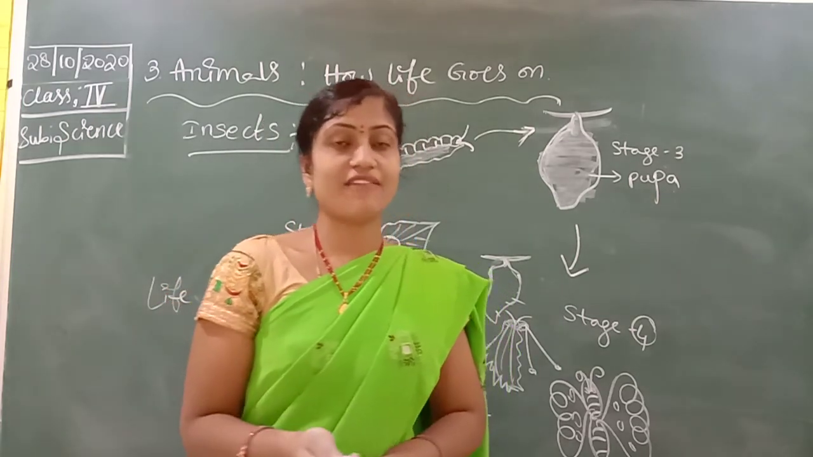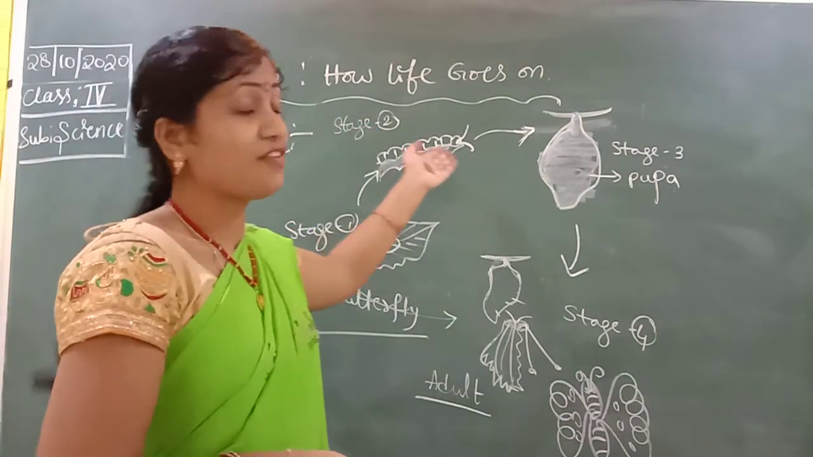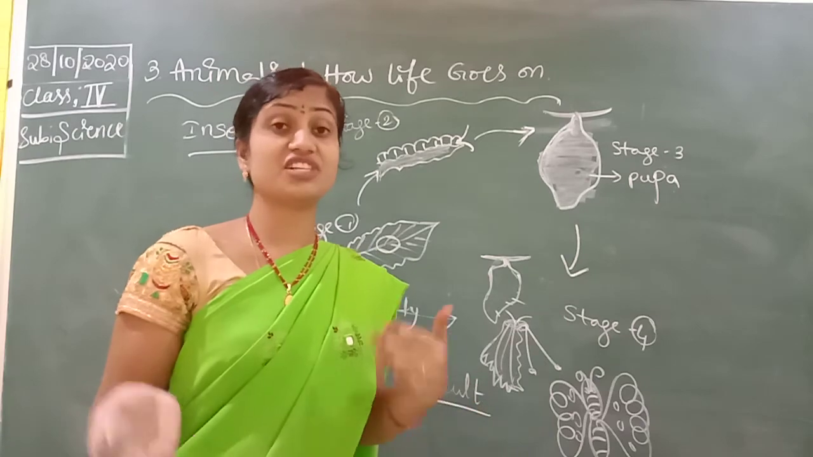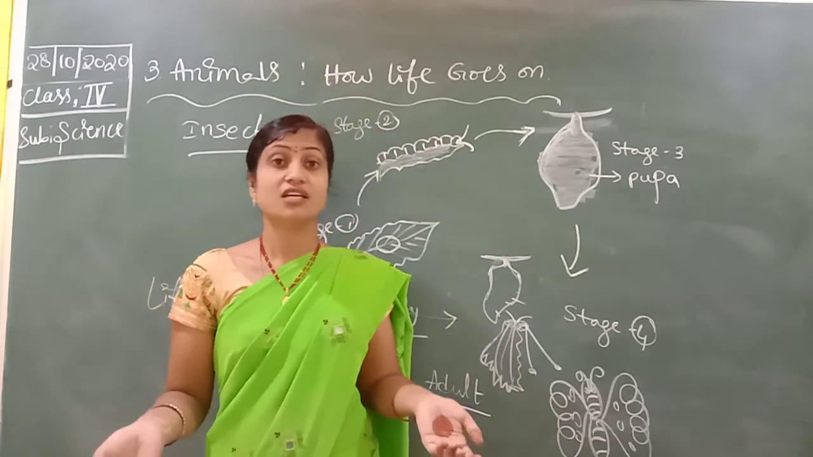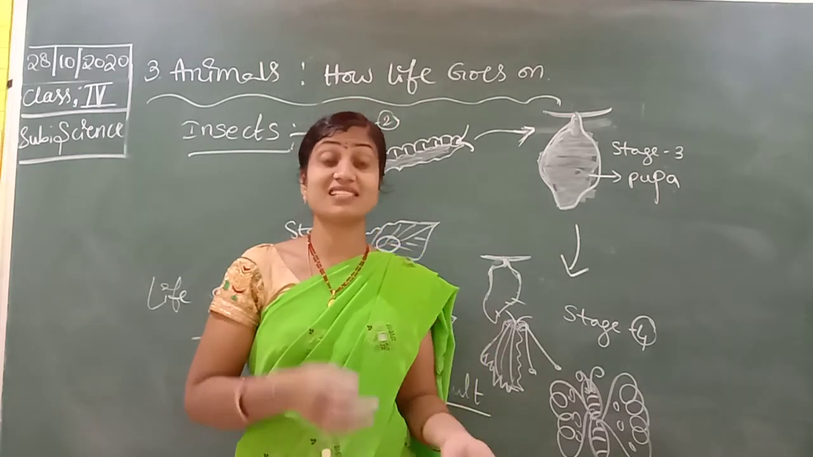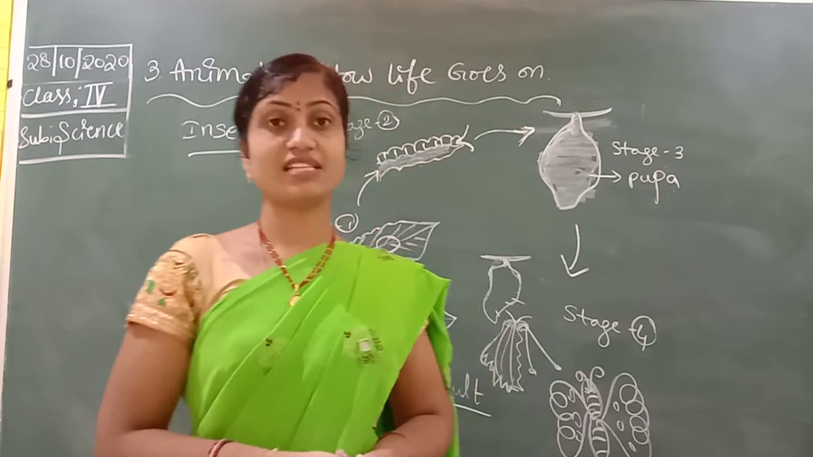Okay, this is our lesson completed today. So how does life go on for animals? Different animals, birds, fishes, reptiles, human beings are all different in their reproduction. Some lay eggs, some give birth to their babies. So today we have finished our lesson.